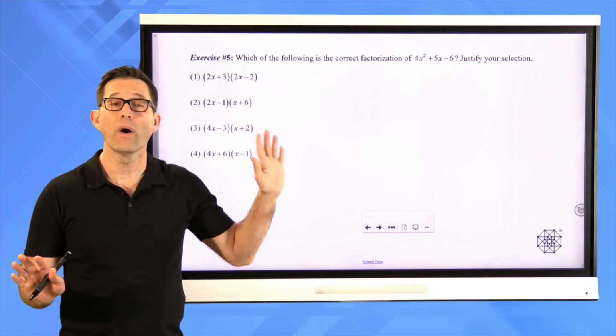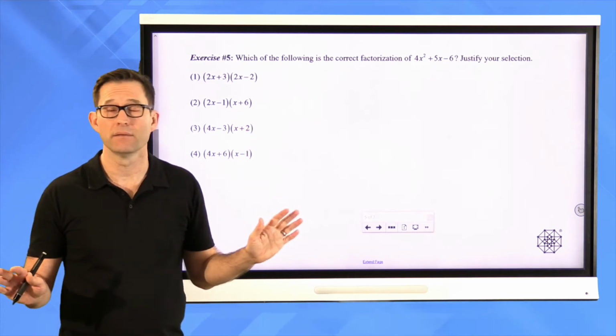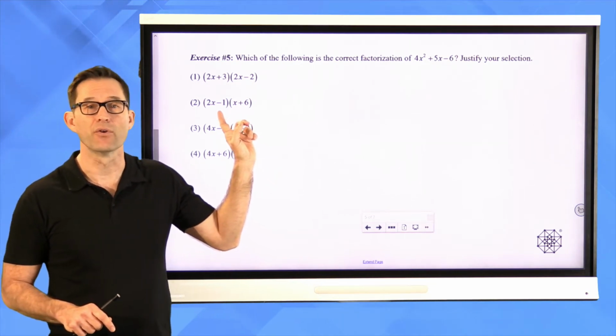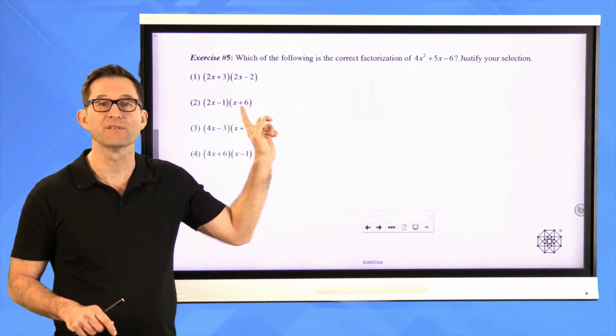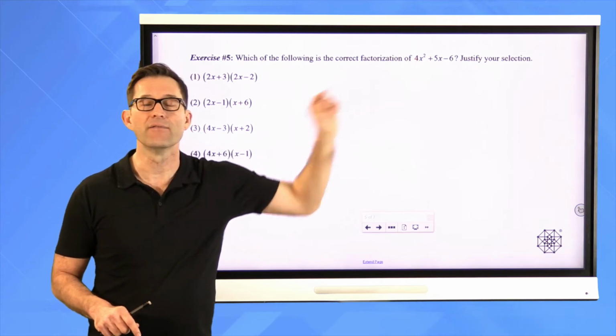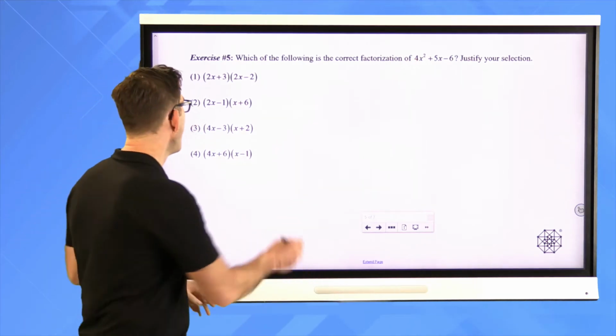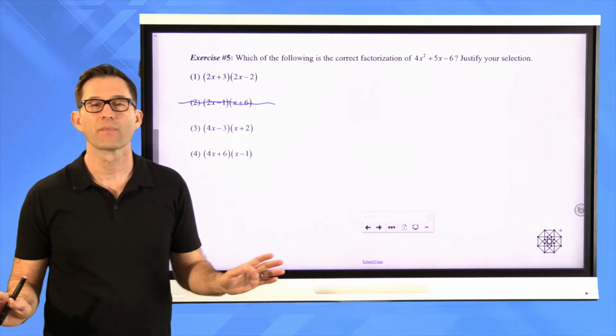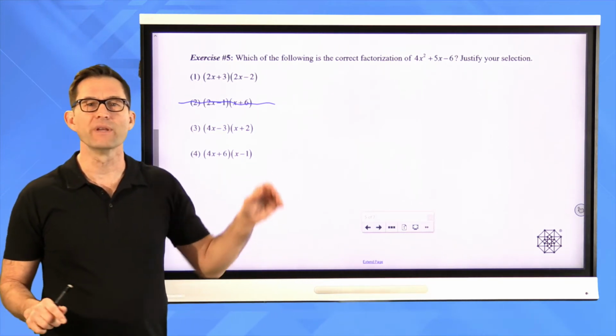All right, so one of them that is just completely wackadoodle is choice 2. Choice 2 shouldn't even be considered because 2x times x is 2x squared, and I need 4x squared. So that one's wrong. I'm not going to even think about it. The F doesn't even match up. Now the rest of them are at least reasonable.